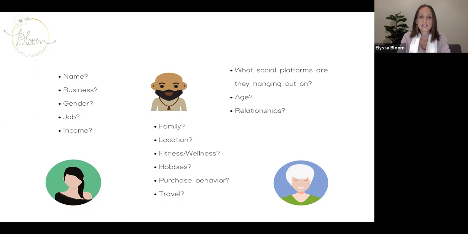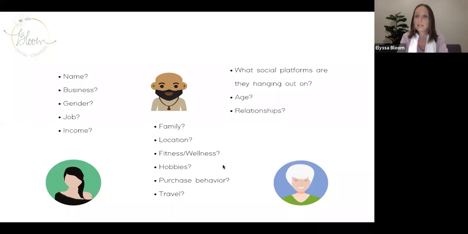Do they own a business? What is their gender, their job, their income? What class are they? What is their family like? Are they married? Do they have kids? Do they live with their parents? Where are they located? Are they into fitness and wellness? What do they do for health? What are their hobbies? What is their purchase behavior? Do they tend to add things to their cart and leave it hanging? Do they purchase impulsively? What type of things are they buying? Do they travel? What social platforms are they hanging out on?